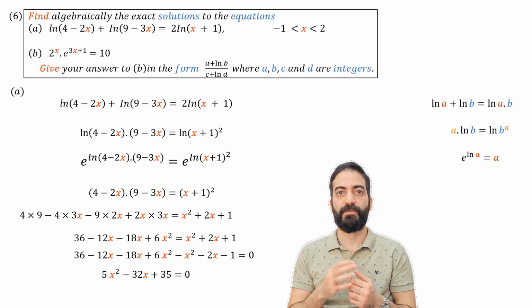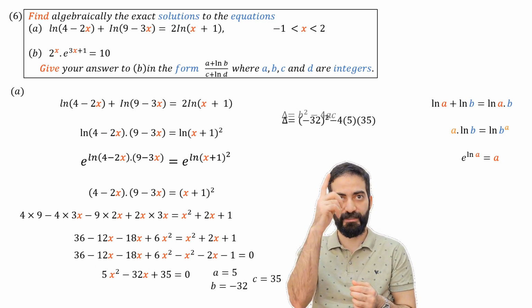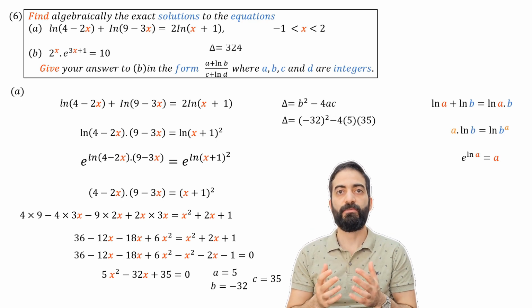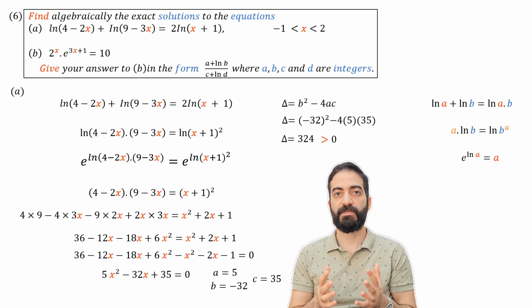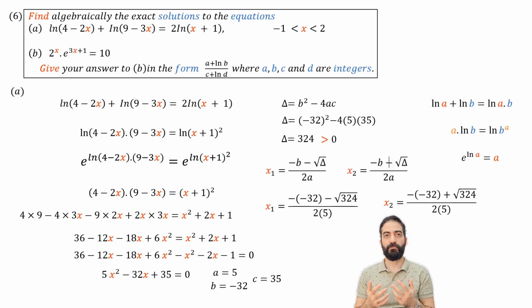Here we can use the calculator to get the solutions, or we can use the delta in this form. Because the delta is positive, this means that we have two solutions in this form. So we finally get that x1 equals 7 over 5. It satisfies the condition because it is between minus 1 and 2. We also get x equals 5, but this does not satisfy the condition. This means that x equals 5 is rejected.